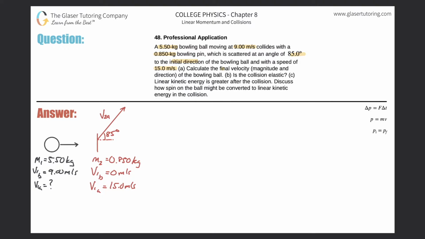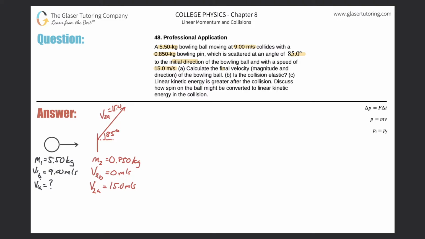V2A. Hold on one second, I realized I got 2's in here. Let me just erase them. Here's a 2 and here's a 2. Sorry about that. We have V2A, and this vector here has a value of 15 meters per second. And we are looking then for the final velocity of A, right?